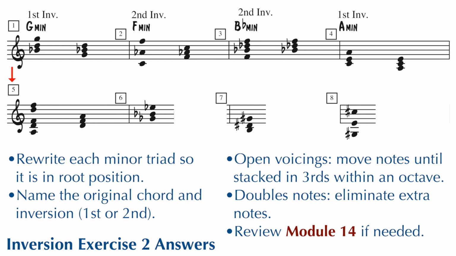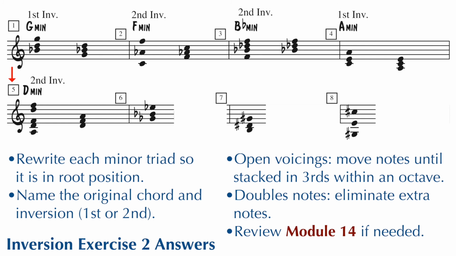Number 5 has more than 4 notes, so you know we have some doubling here. We have a D and an F at the top. There's also a D and an F at the bottom, so if you cross out those top 2 notes and then take that lowest note, that A, move it up an octave, now we have everything nice and neatly stacked in thirds with a D, F, A. This is a D minor chord, originally in second inversion because the A, the fifth of the D minor chord, is at the bottom.